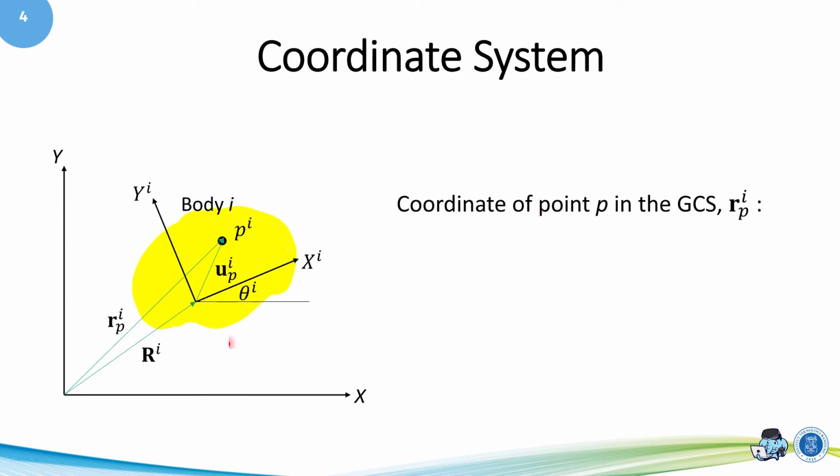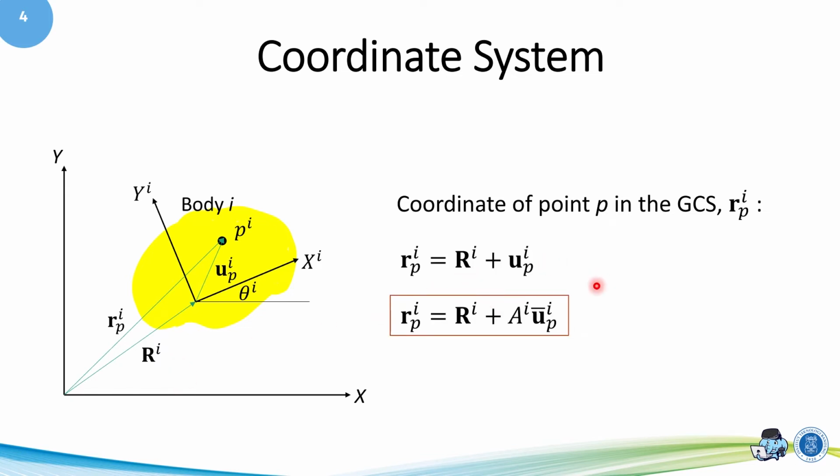And then the vector from the coordinate system XY, or the GCS, to the center of the LCS is the capital Ri. So by vector addition, we can know that the small rPi is Ri plus uPi. rPi here is the coordinate of the point P in the global coordinate system. The capital R here is the coordinate, or the position, of the local coordinate system with respect to the global coordinate system. uPi here is the coordinate of the point P in the local coordinate system.